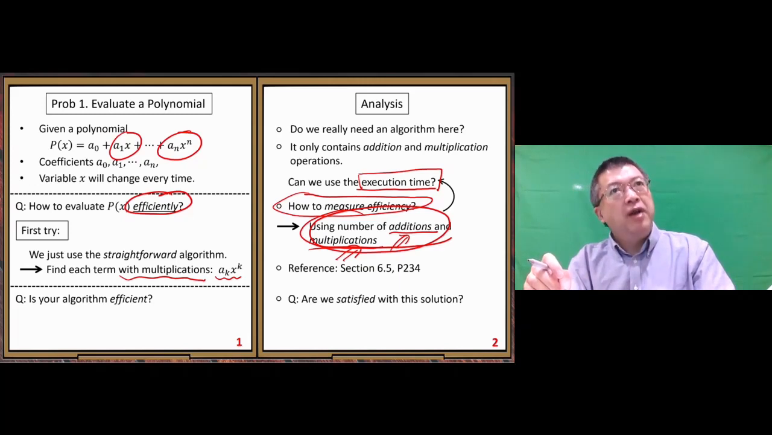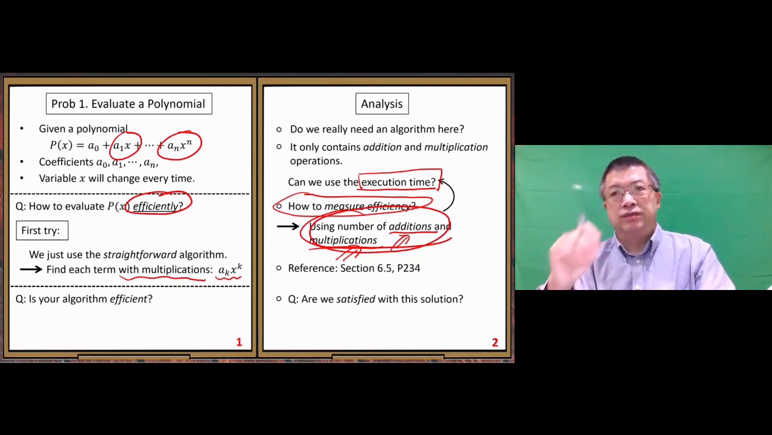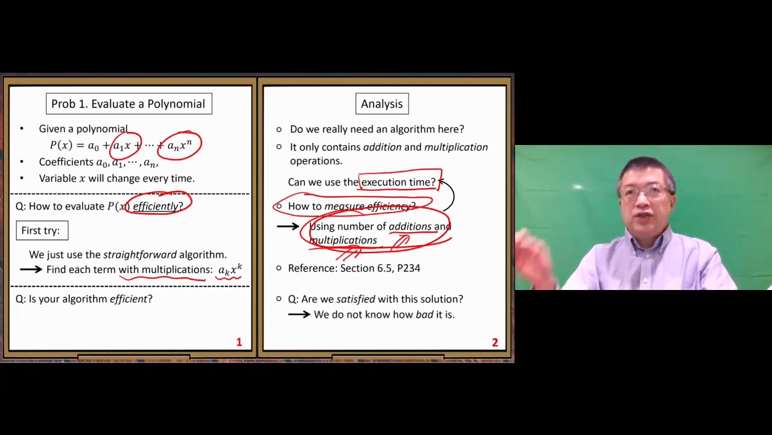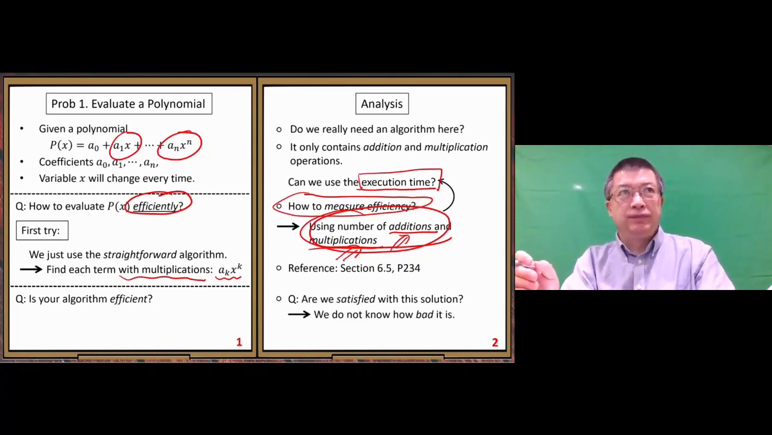If nobody can find a better algorithm, then you will accept this one. If someone can find a much better one, then nobody will feel this is a good one. That's why it's not easy to answer the question at this point. We do not know how bad it is until we collect sufficient evidence. So later we will do it.